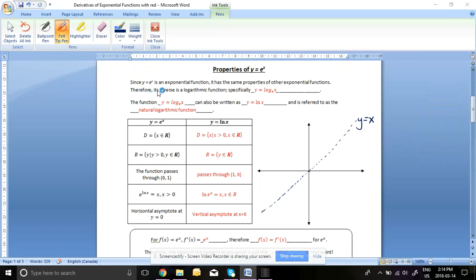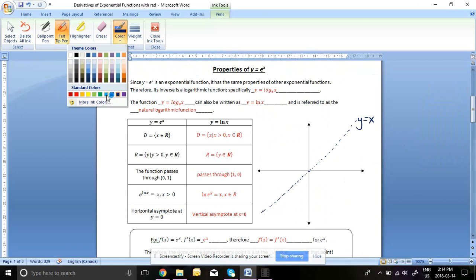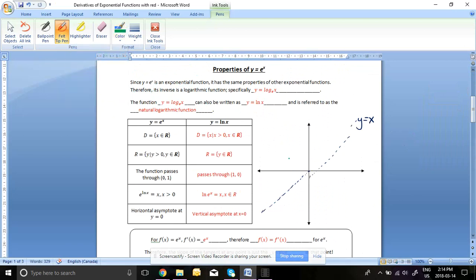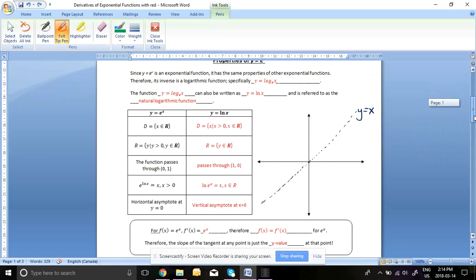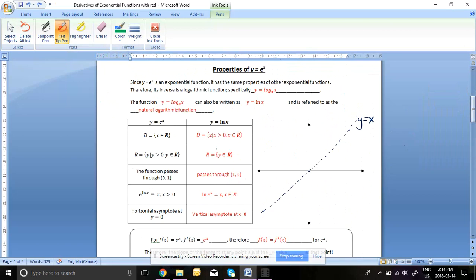Okay, so since y equals e to the x is an exponential function, it has the same properties as other exponential functions. So it's just a bit steeper than y equals 2 to the x. It's a bit steeper than that because e is slightly larger than 2. But think about it, it would still have an intercept here at 0, 1, and it would still grow. Okay, and it would still have an asymptote there. So this is 0, 1, because anything to the power 0 is 1. Even e to the 0 is 1.